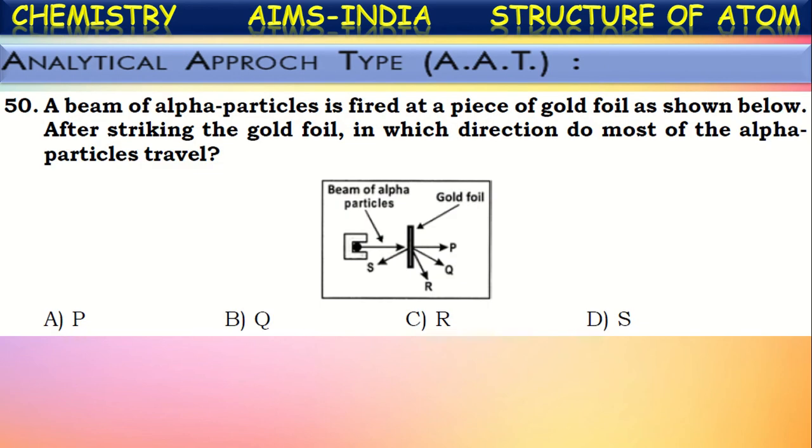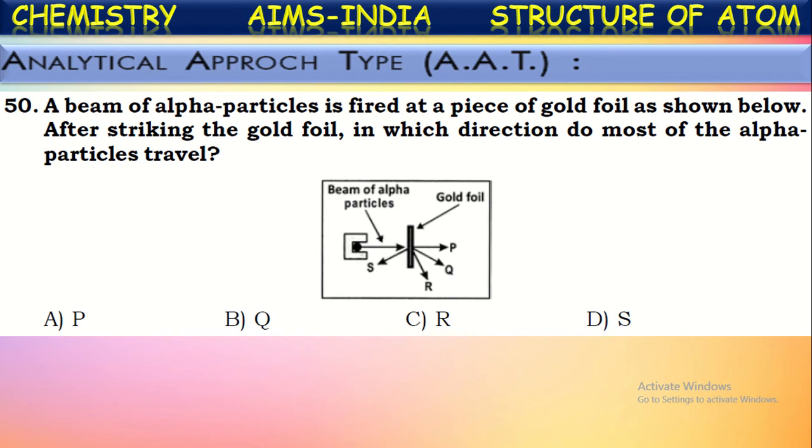See the first one among these. A beam of alpha particles is fired at a piece of gold foil as shown below. After striking the gold foil, in which direction do most of the alpha particles travel? Actually, this is Rutherford's alpha ray scattering experiment. The same has been done in that also, isn't it? Rutherford took a very thin gold foil and a source of alpha particles. He made the alpha particles coming from the source fall on the gold foil and observed what is happening after striking the gold foil.